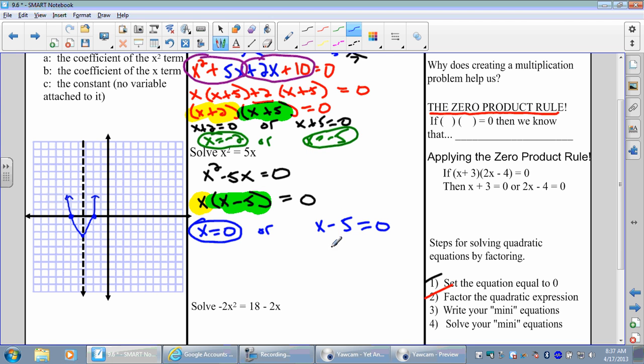This one, how would I solve that? Well, I'd move the 5 to the other side. I'd get x alone. So x equals 5. So we have two solutions, 5 and 0.